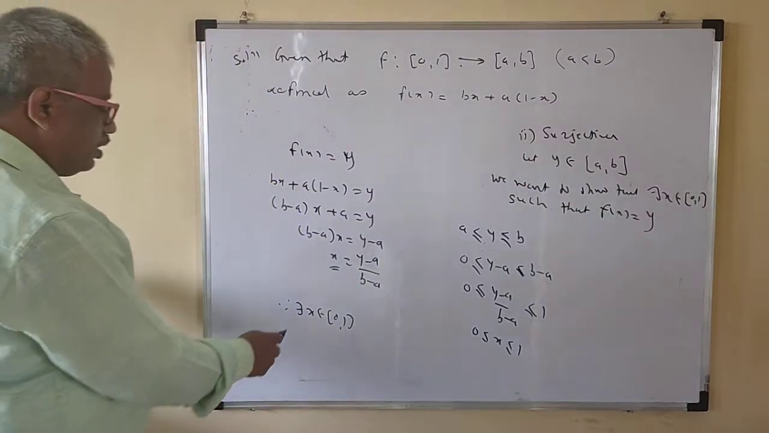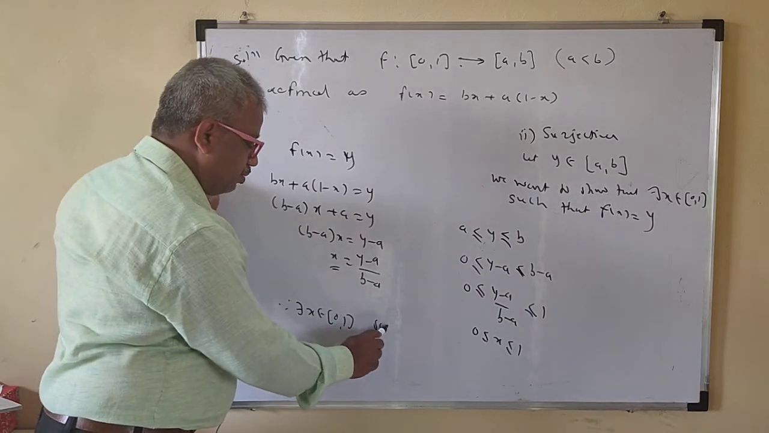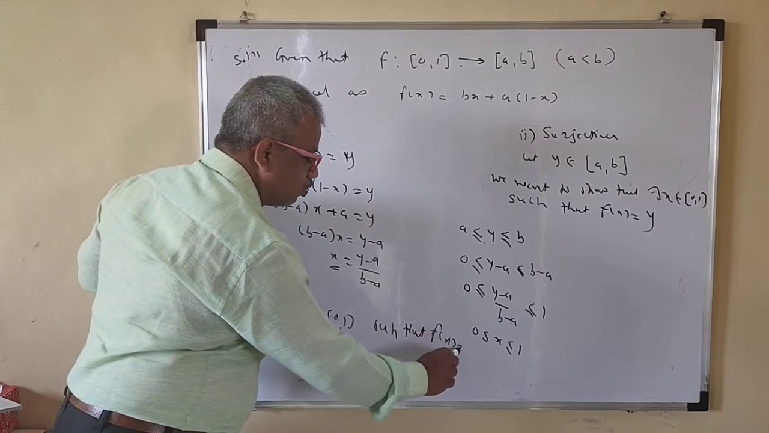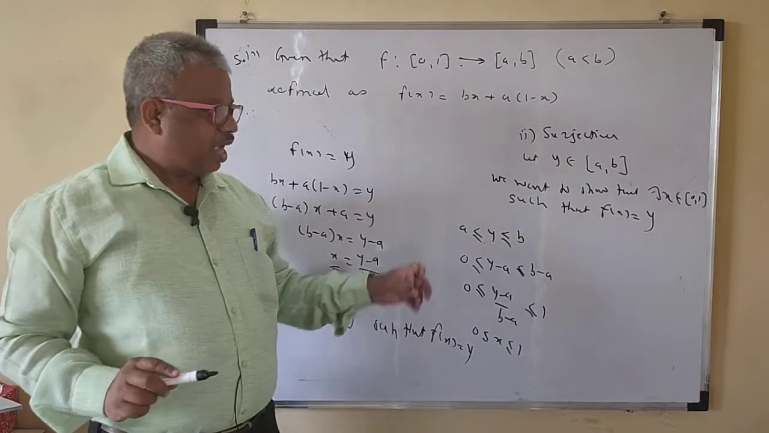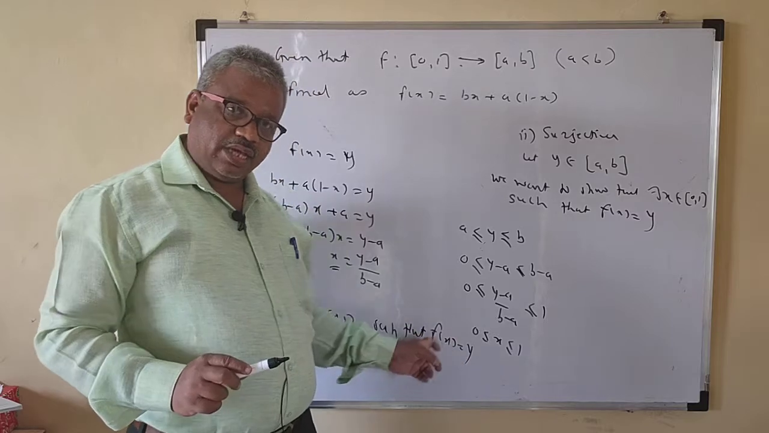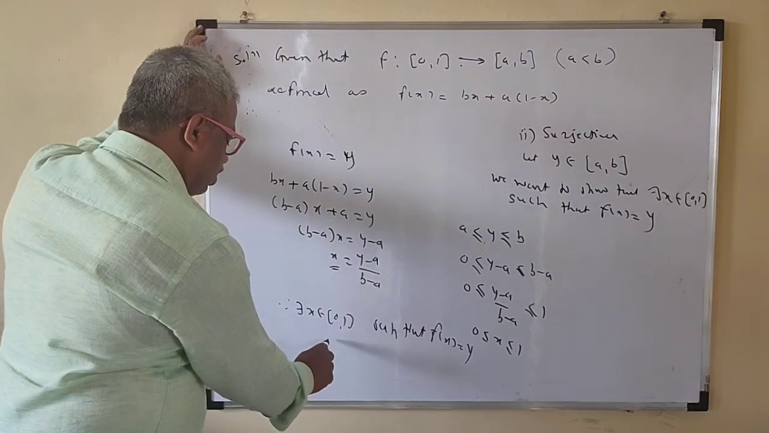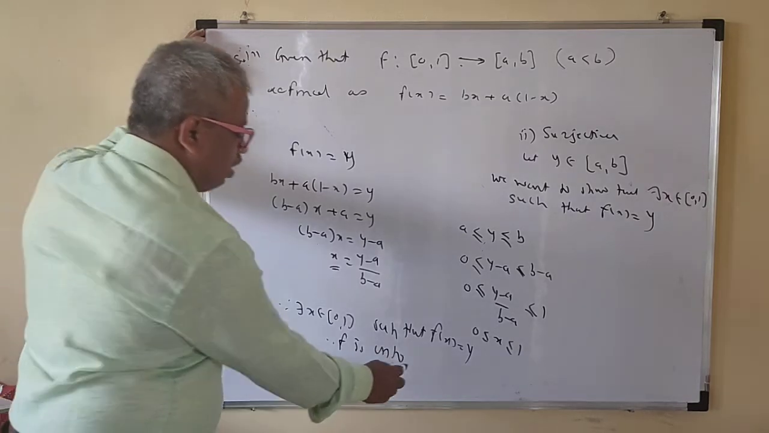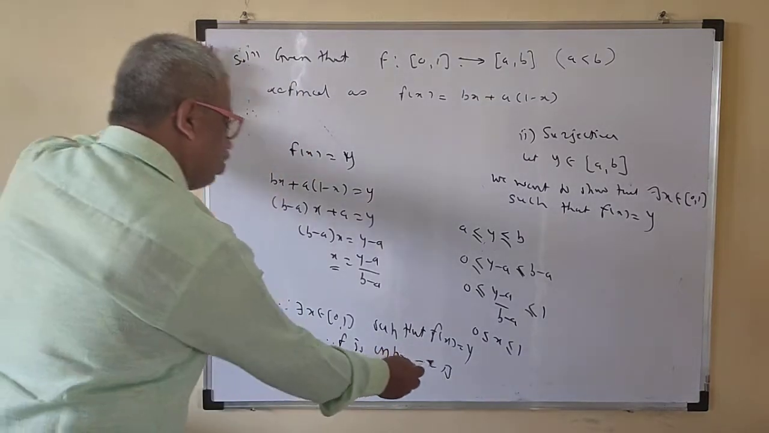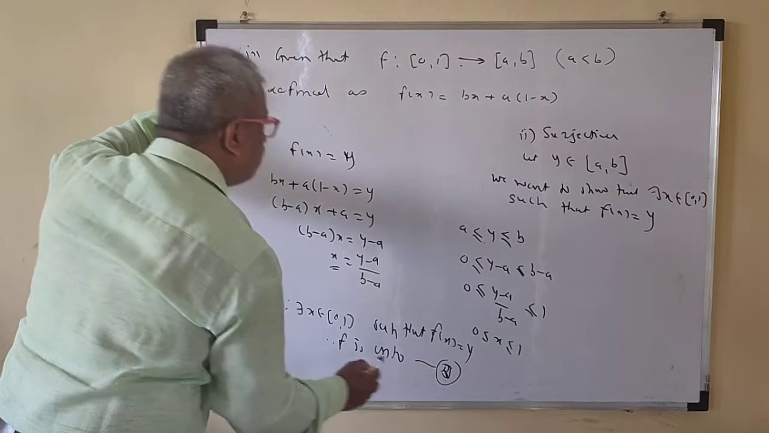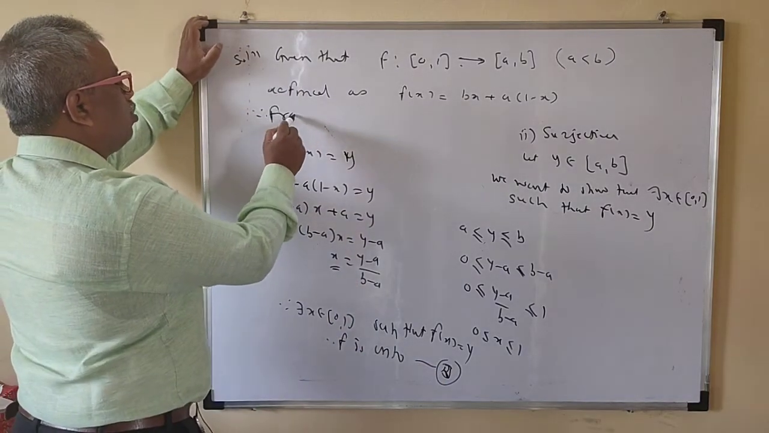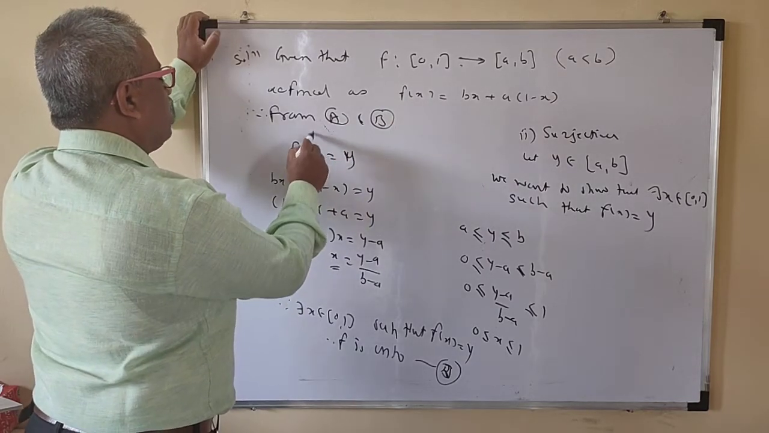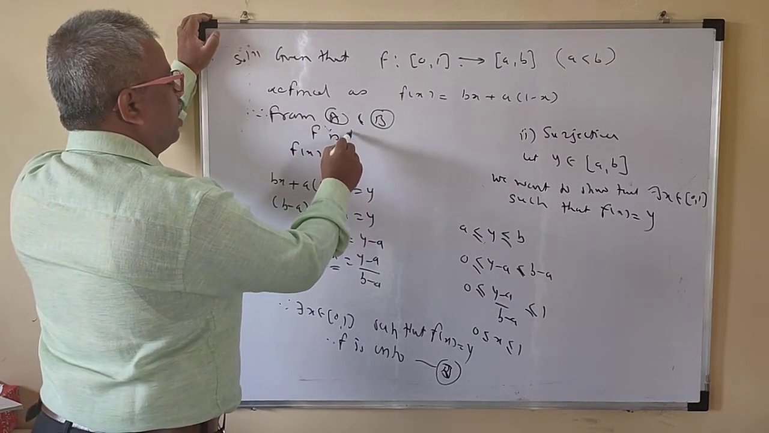Okay. So there exists x belongs to [0, 1] such that f of x is equal to 1. That means we have proved that every element of the codomain has a pre-image. That we have proved. So therefore f is onto, right? So I will call this as b. So therefore, from a and b, f is bijective.